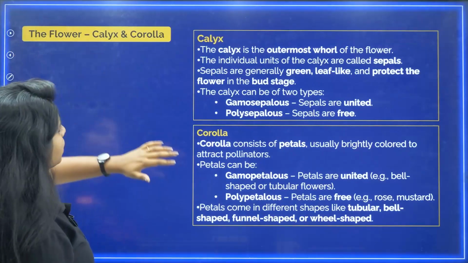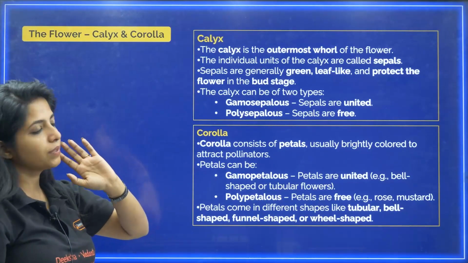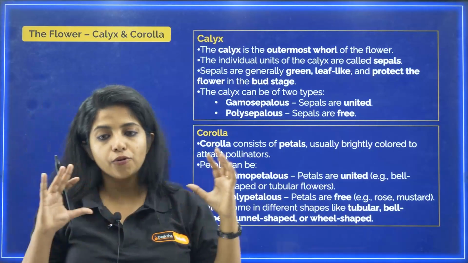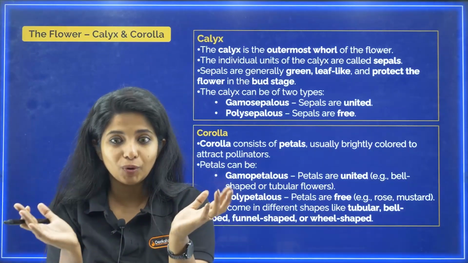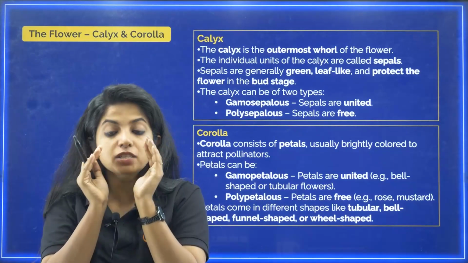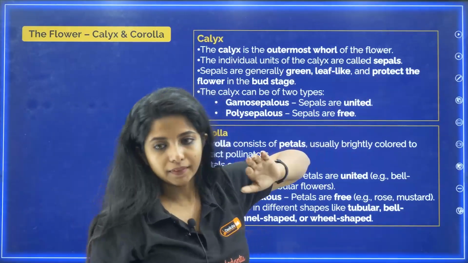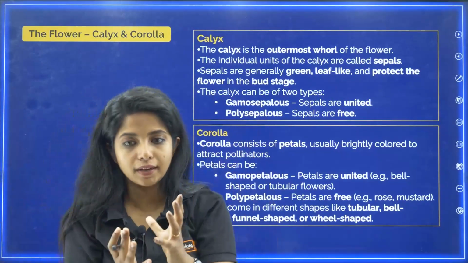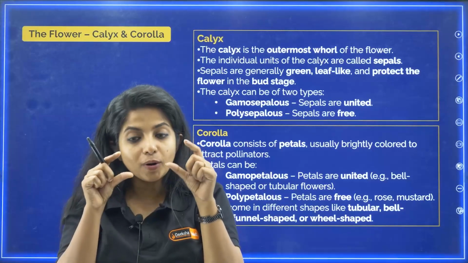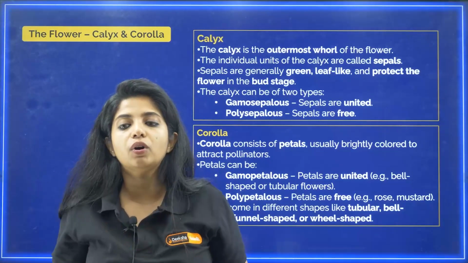Now, going ahead with the next thing, that is the calyx and the corolla. So the calyx is the outermost whorl, I already told you. When the flower is in the bud stage, it covers the whole thing. The individual units of the calyx are known as sepals. The calyx is a whole, and if you talk about each of the units that make up this whole, we call it a sepal.